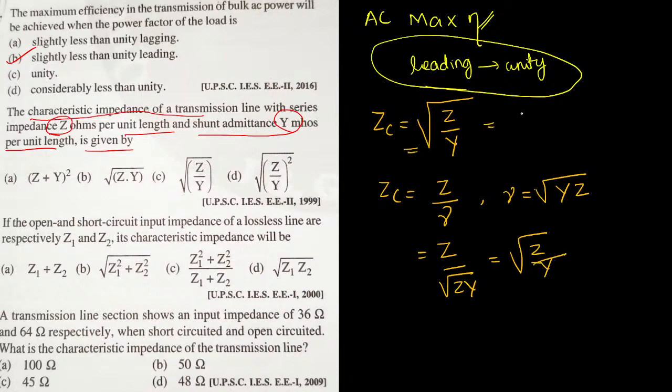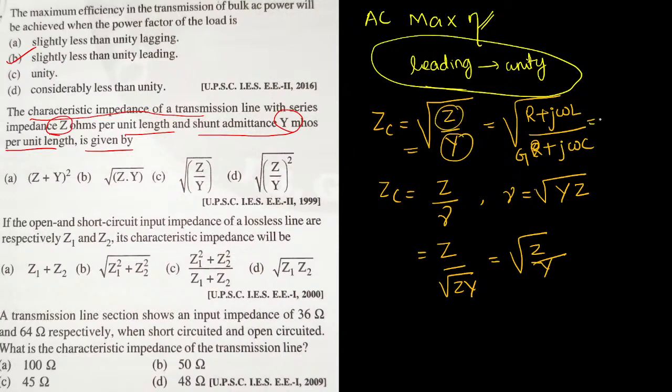Whereas the value of z can be written as r plus j omega l, divided by conductance g plus j omega c. That is the value of admittance. This is the value of impedance in the numerator and this is the admittance in the denominator.